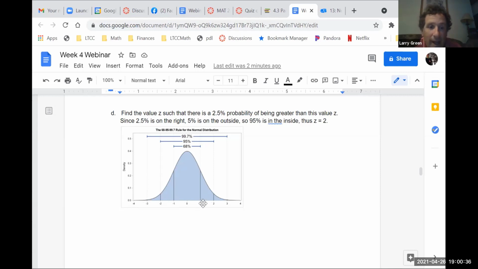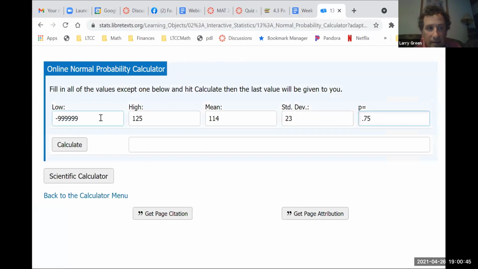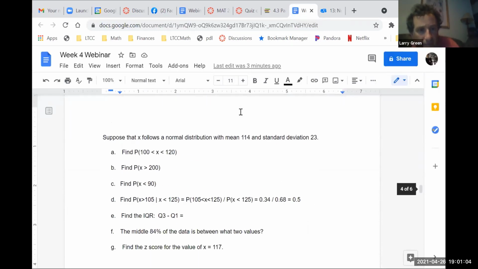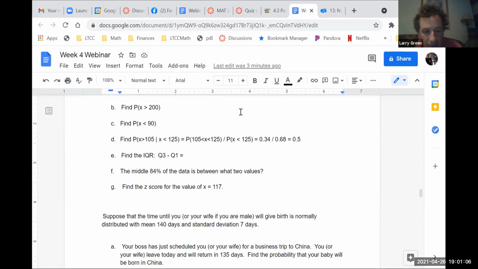We want to say, well, how far right do you have to go so that you've shaded in 75% of the graph? Do you see how that picture works? So negative 9999, that stays. The high is now the blank. Any questions on that idea? And I hit calculate. And I get about, let me go to the whole number, 130.